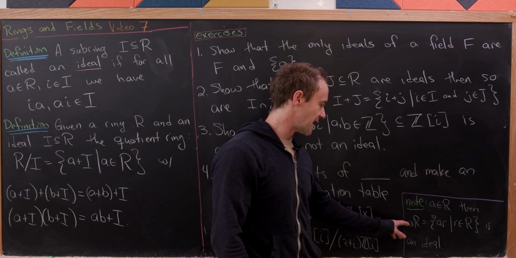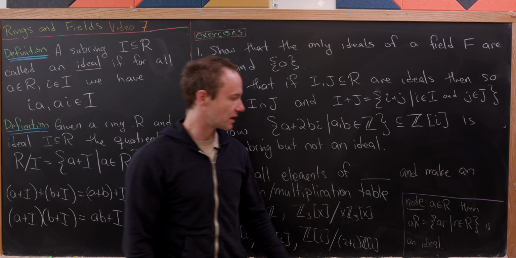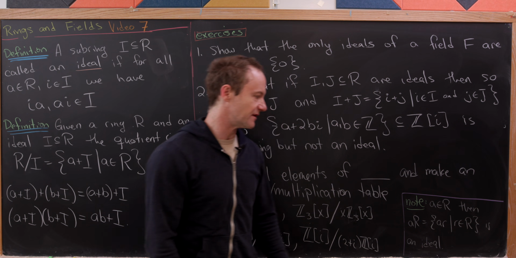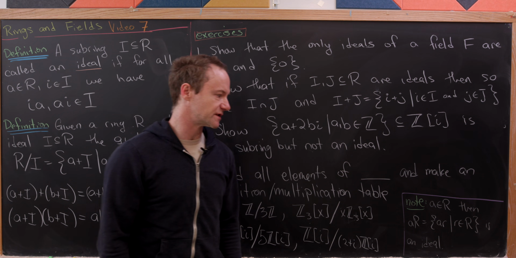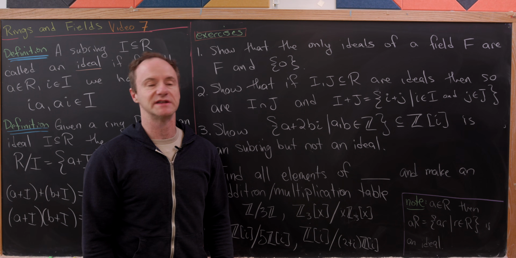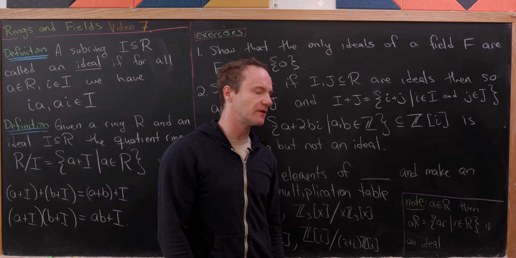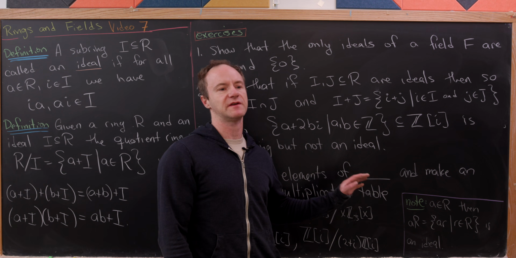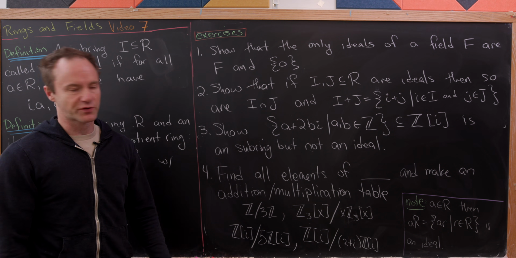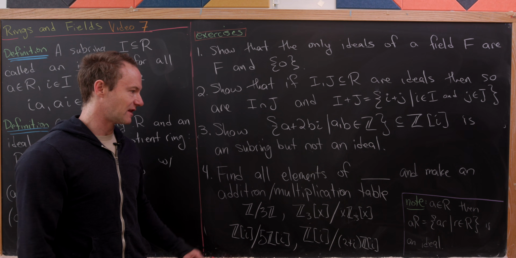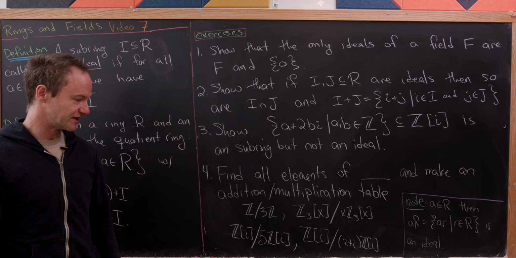Then we'll say that A times R, where A is an element of R, is going to be all multiples of A. So observe that that's just A times r, where r runs over all elements of the ring R. And we'll look at things like this next time, but if you want to show that this is an ideal on your own, I think that's probably a good idea. So now let's look at this fourth problem. Let's find all the elements of the following quotient rings and make addition and multiplication tables.